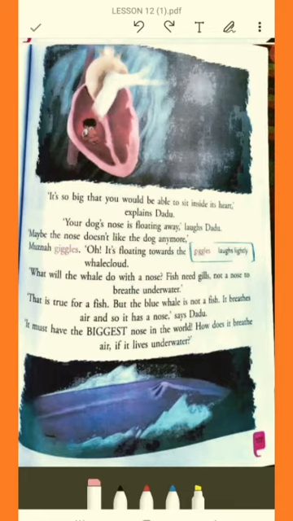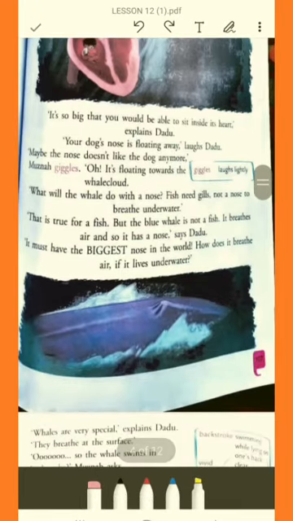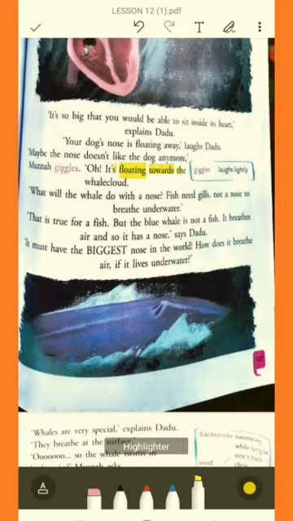Maybe the nose doesn't like the dog anymore. Muzna giggles. Giggling means laughing. So Muzna says, maybe, Dadu, the nose does not like the dog anymore. That is why it's going. Oh, it's floating towards the whale cloud. So Dadu says, oh my god, this nose is getting towards the whale cloud. What will we do? What will the whale do with the nose?